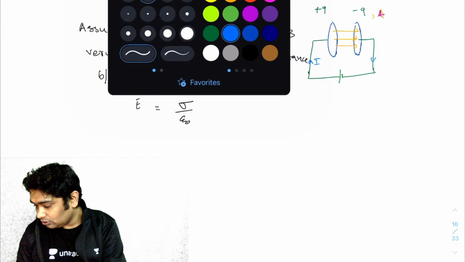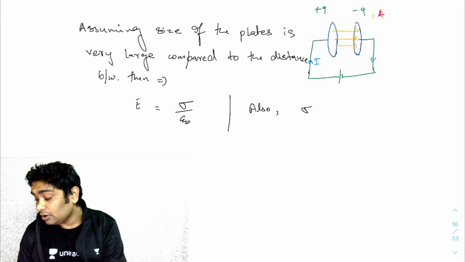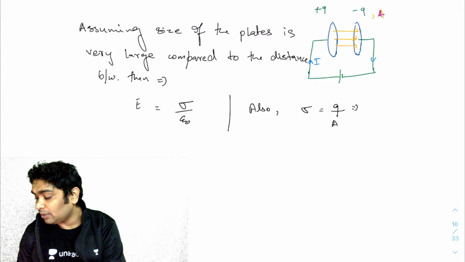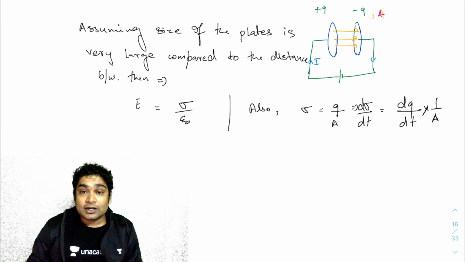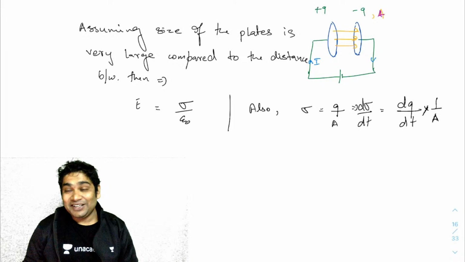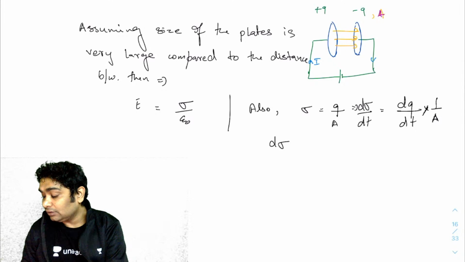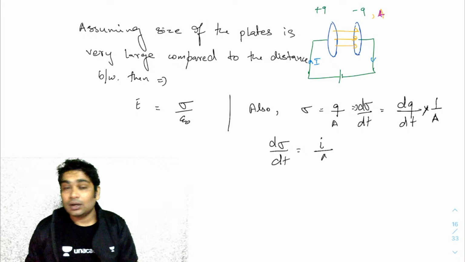So can I say also sigma was Q over A? Now A is constant. So can I say from here d sigma over dt, the rate of change of the charge density, would be equal to dQ by dt times 1 by A, correct? Now area is constant, so dQ by dt is nothing but the current, right? So I can say d sigma over dt would be equal to I over A, correct?